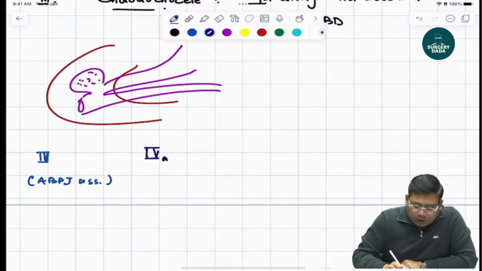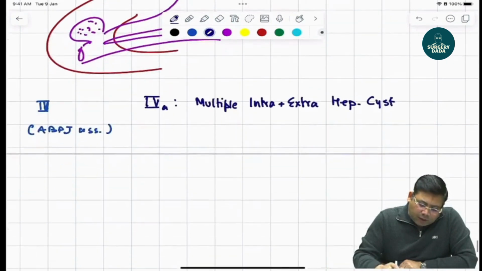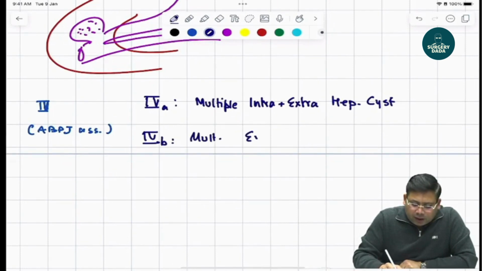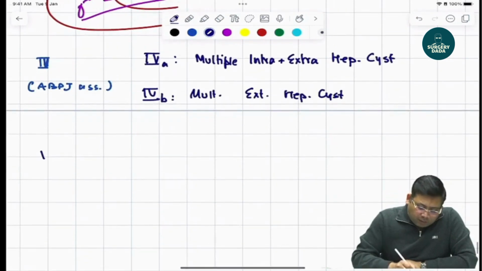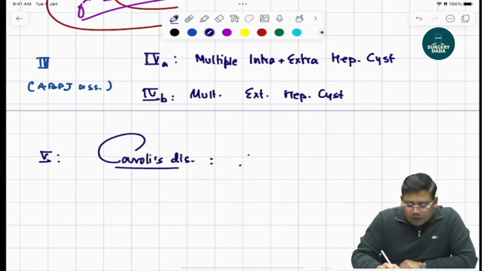So what is 4A? It is multiple intrahepatic plus extrahepatic cysts. This is 4A. What do you mean by 4B? It is multiple extrahepatic cysts. And when we talk about type 5, this is what is known as Caroli's disease. This is again a pre-malignant condition. Do you know this is a solitary or maybe multiple intrahepatic cyst?